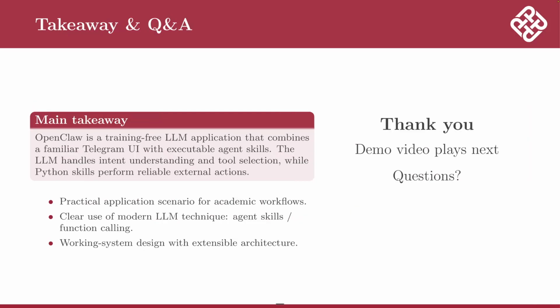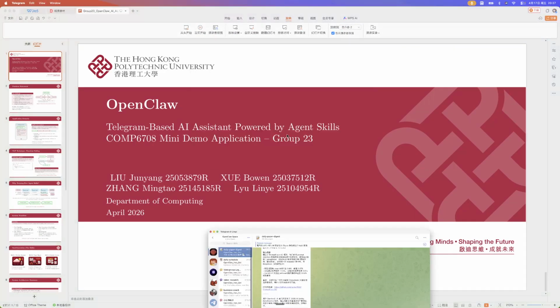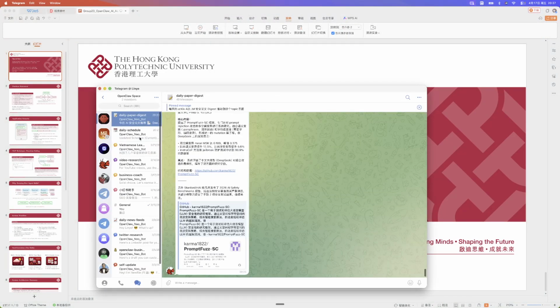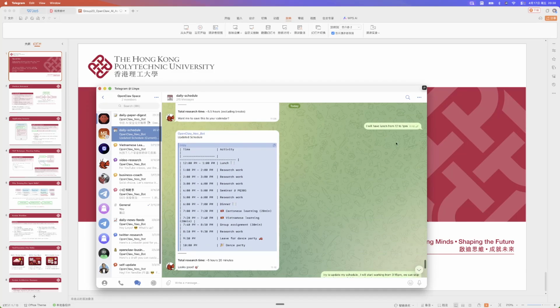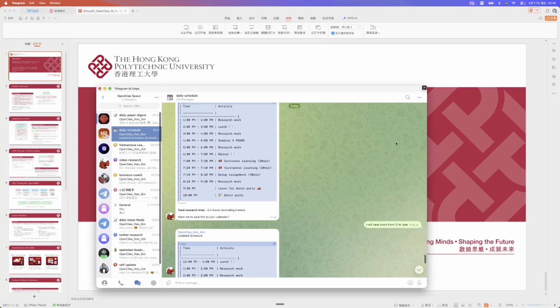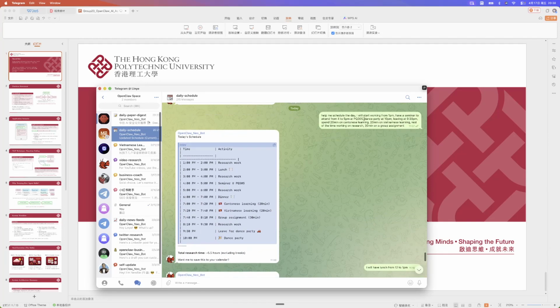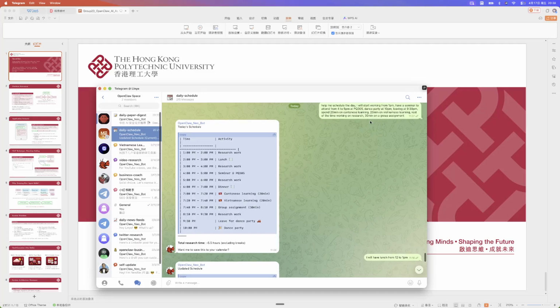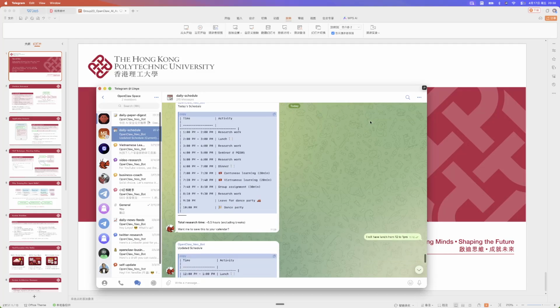So without further ado, I think that's all, and we're going to quickly show the demo. Let me open my Telegram, which has been opened before. For the schedule, let's see. This is the real workflow that I had today. I asked it that today I'm going to schedule the day, do some seminar, and then do some work or whatever things I'm going to do.